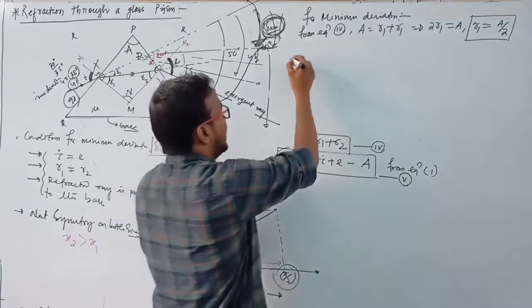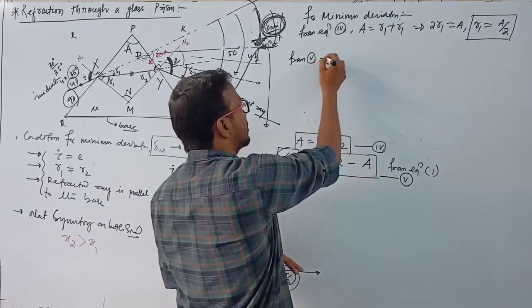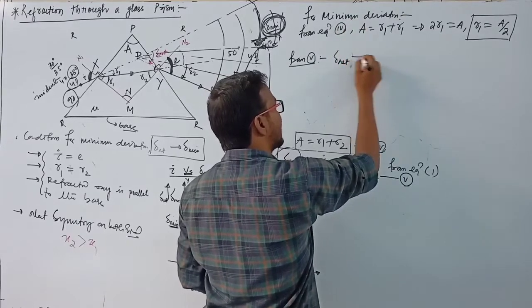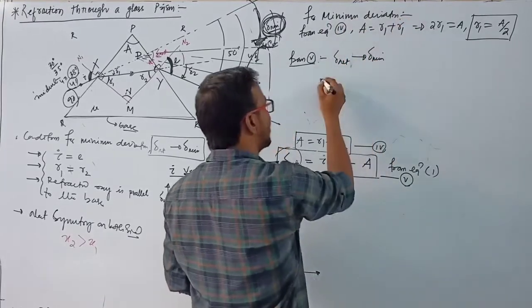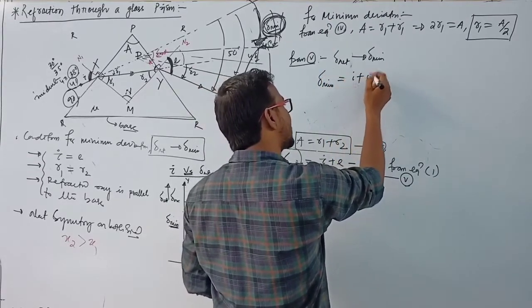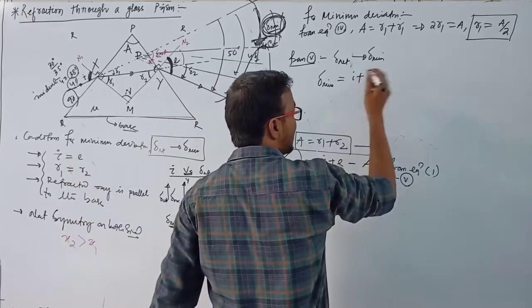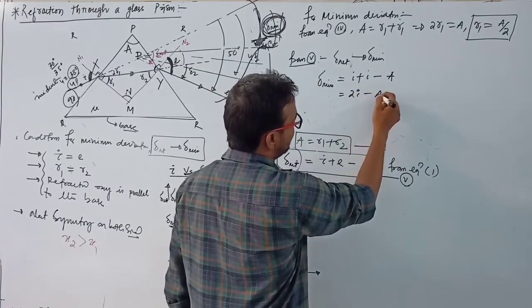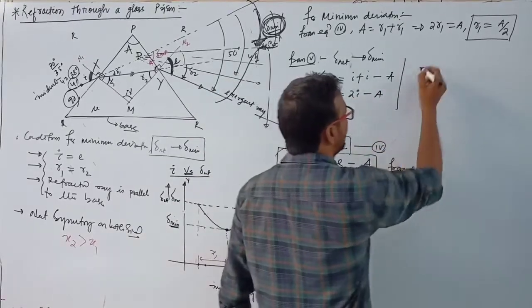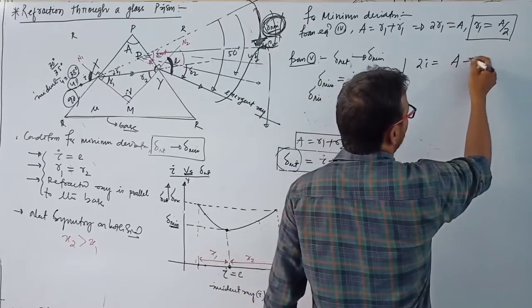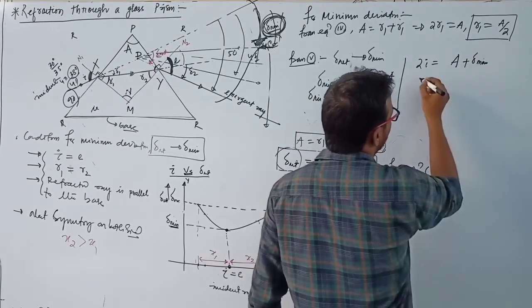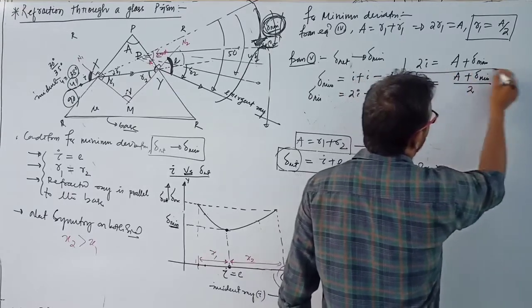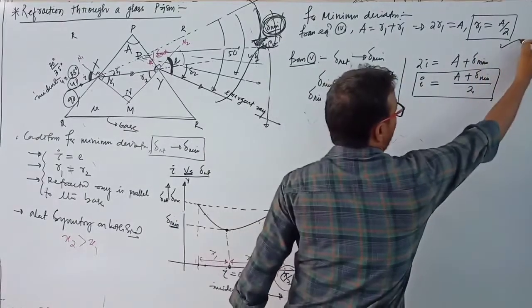Now come to this point. Again from equation number 5, delta maximum tends to delta minimum for minimum deviation. At that time we can write delta minimum equals I plus I minus A, because I equals E. I plus I is 2I, so delta minimum equals 2I minus A, and 2I equals A plus delta minimum. So the angle of incidence equals A plus delta minimum divided by 2. This is another important relation. So this is important: R1 and R2 for minimum deviation.